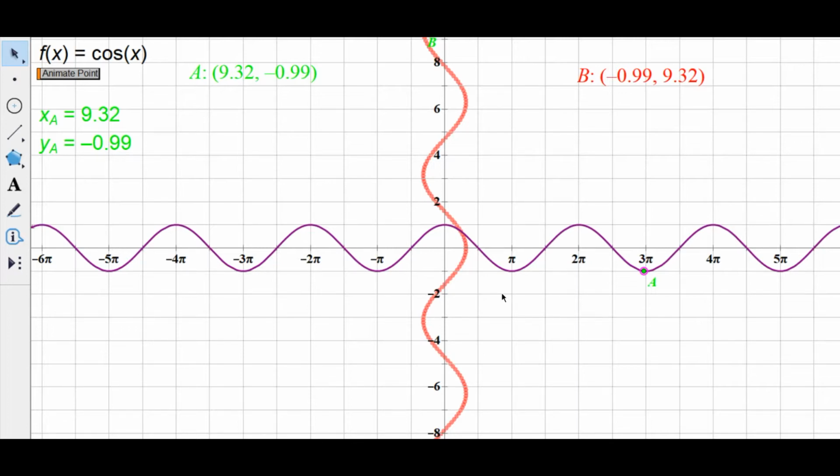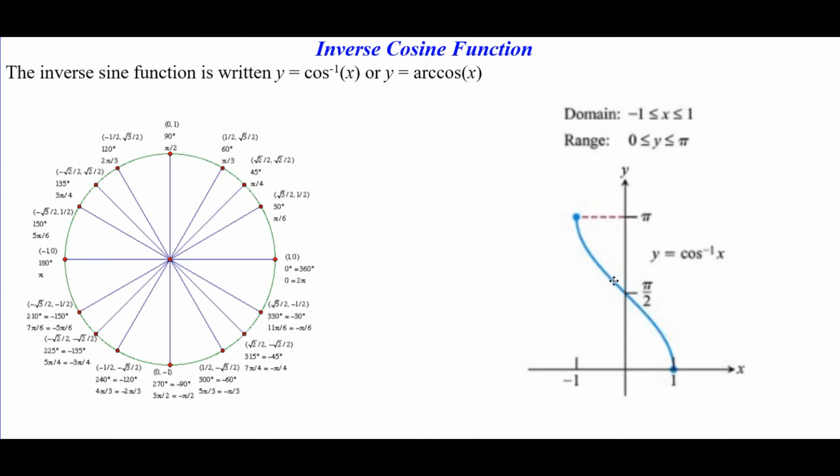Again, we have the problem that it's not going to be a function because it's going to fail the vertical line test. So we, again, just take a small piece of it, and that piece is going to go from the x-axis up to here to where it starts to turn again. So we come back here, we can see the inverse cosine graph, again, coming from 0 up to pi.